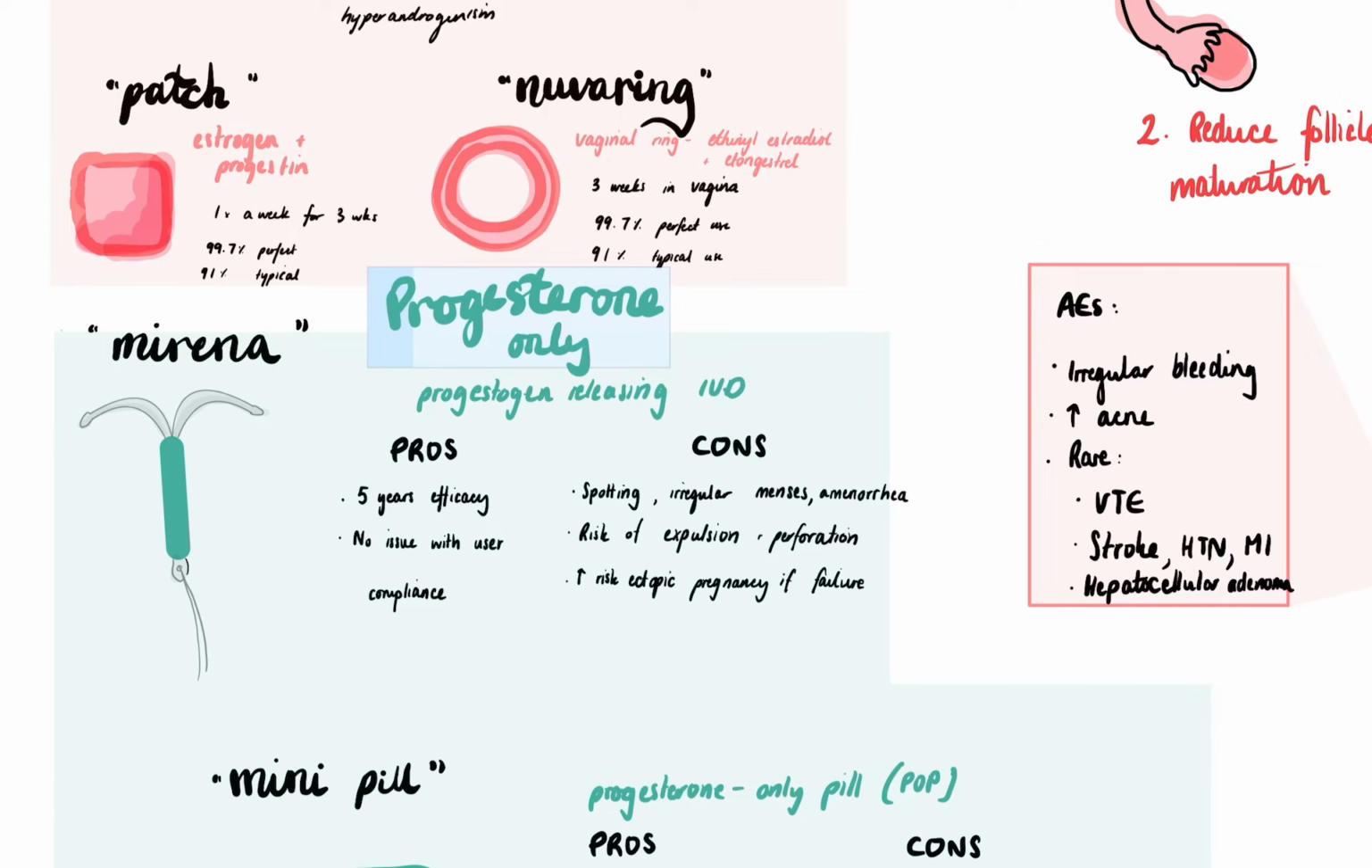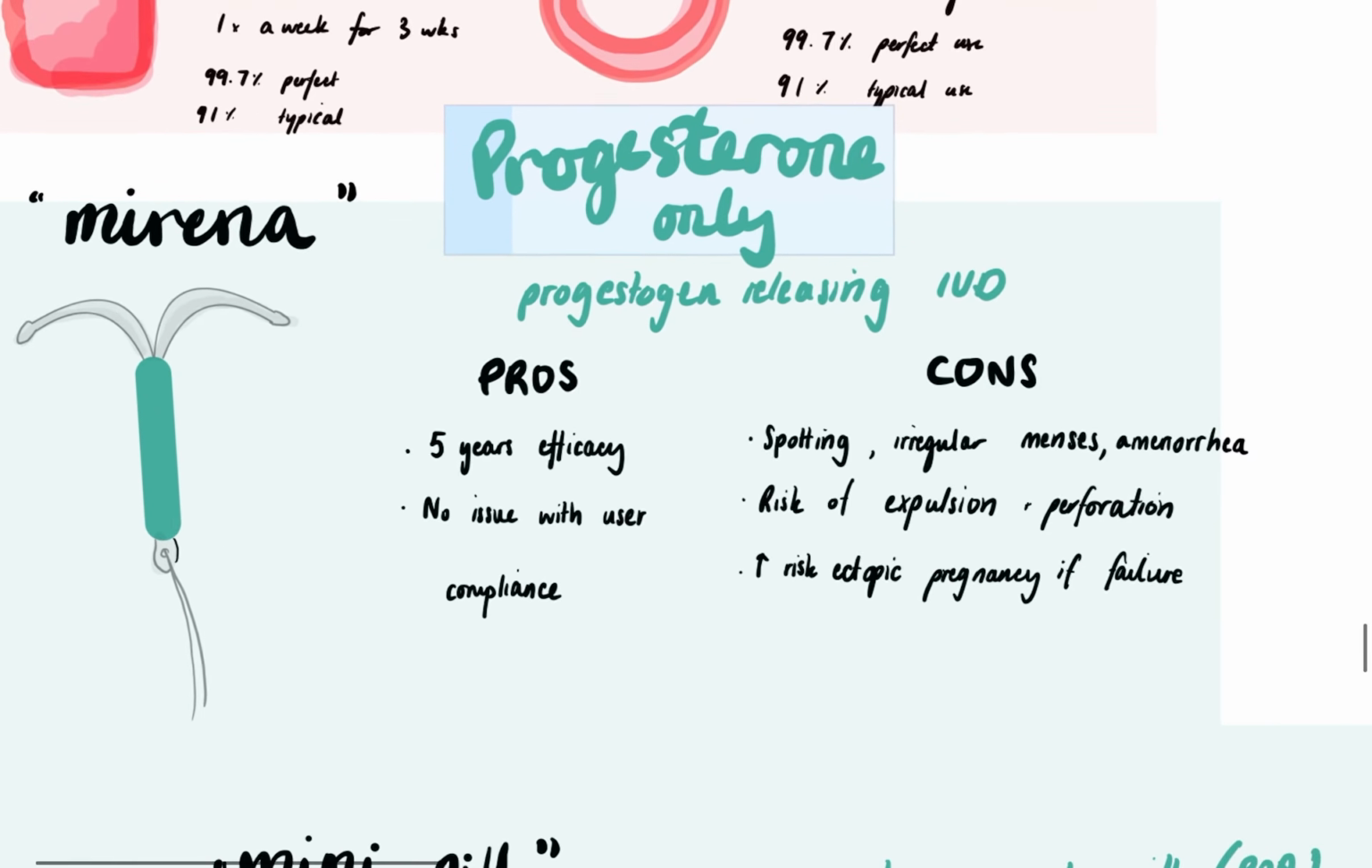The cons of the IUD, the Mirena IUD, is that you're more likely to get irregular spotting and amenorrhea, which is actually sometimes a really great thing. So for people who experience really heavy menstruation, the Mirena is a really, really effective way to control that bleeding. Some people will get reduced periods, and some people won't get periods at all.